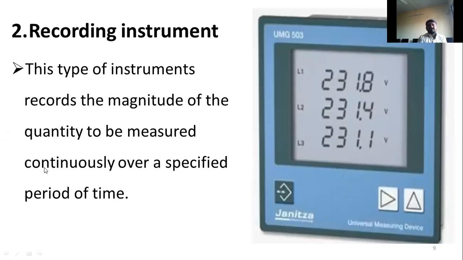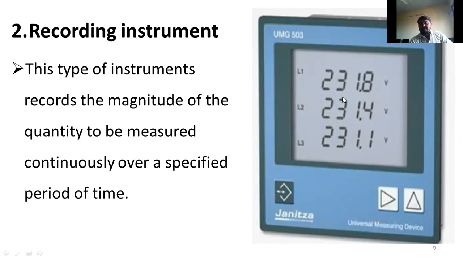That is recording instruments. The name itself is saying recording. Just like the Zoom meeting is recording here now, your class is recording. Any quantities we are going to record. Suppose here I have shown at the right side, see here, L1, L2, L3. The voltage we are going to measure here now. We call it a 3-phase voltage recorder. How much is it displaying here now?